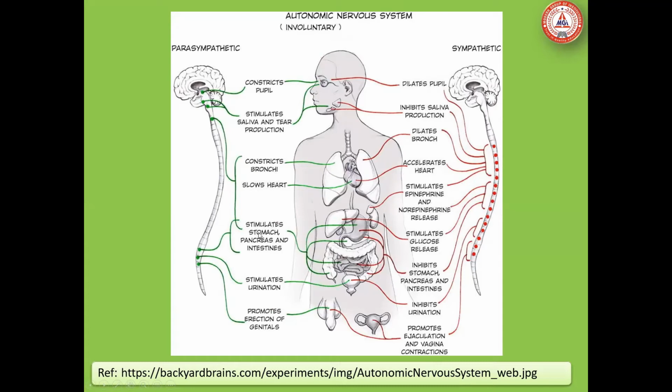Parasympathetic stimulates the stomach, pancreas, and intestine. Sympathetic stimulates glucose release. Parasympathetic stimulates urination; sympathetic inhibits urination. Parasympathetic promotes erection of genitals; sympathetic promotes ejaculation and vaginal contraction. So 99% of the time, the parasympathetic nervous system and sympathetic nervous system work opposite to each other, and they help in maintaining the homeostasis of the body.